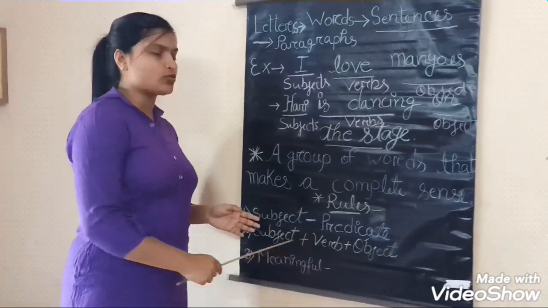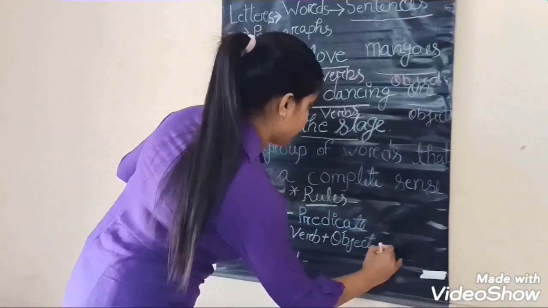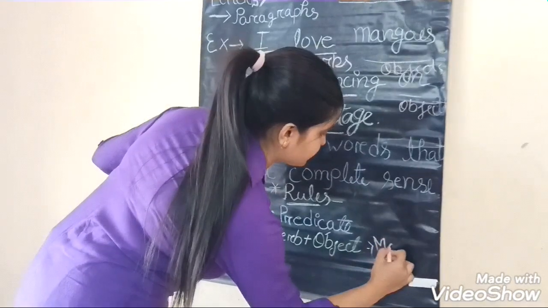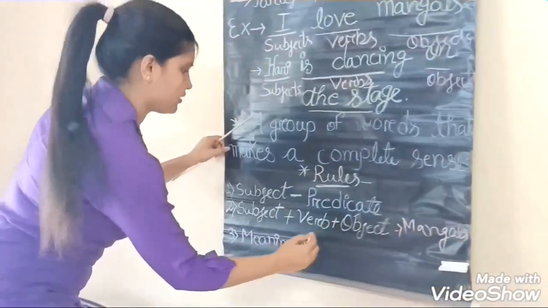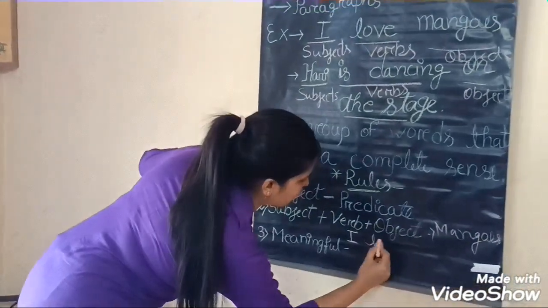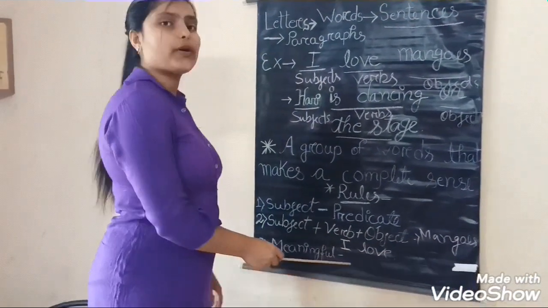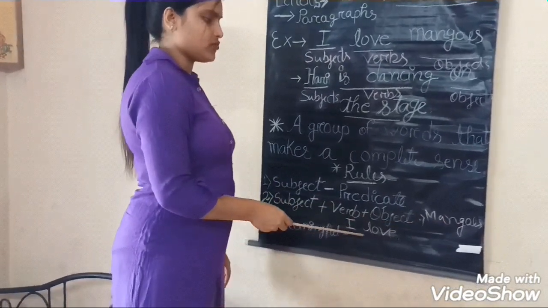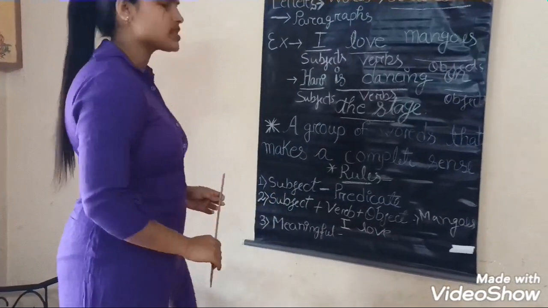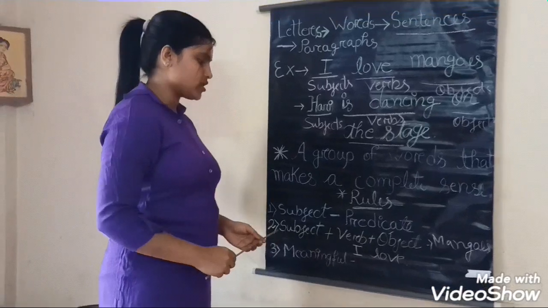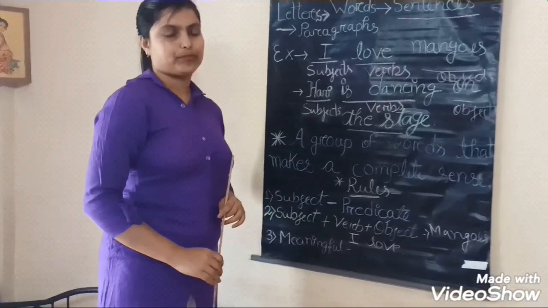Suppose you don't follow this rule and you just jumble the words, such as if you write down mangoes I love, then the sentence is incorrect, because here you have put the object first, then the subject, and then the verb. So it is incorrect. That's why always while making a sentence, please go through the points that we have to first mention the subject, then the verb, and at last the object.